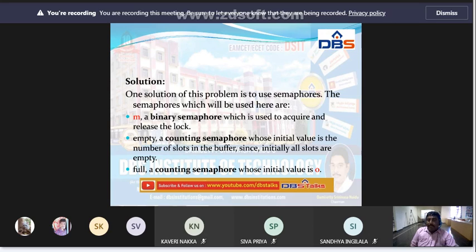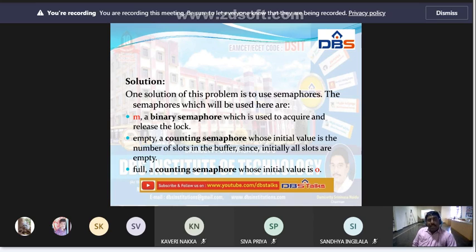Here we are going to use two buffers, empty buffer and full buffer. The empty buffer is the producer side and the full buffer is the consumer side. We also use a binary semaphore, which is used to acquire and release the lock.